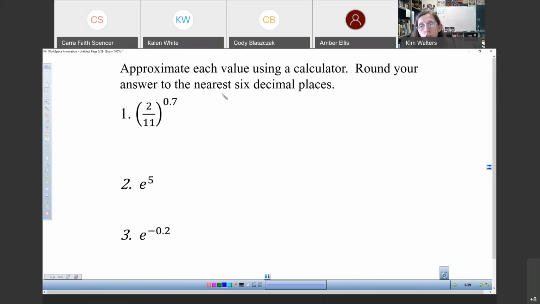And what I want you to do is see if you can evaluate 2/11 to the 0.7 power. MyLab's math does ask you to go to 6 decimal places. So that means we need to go to the 7th place and round up.